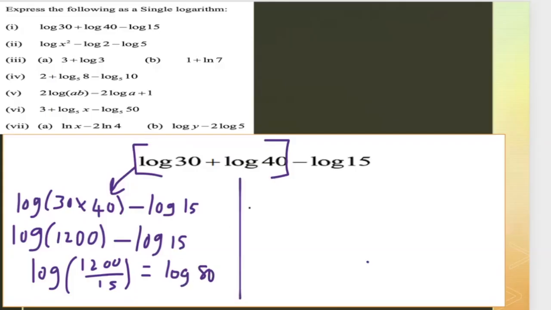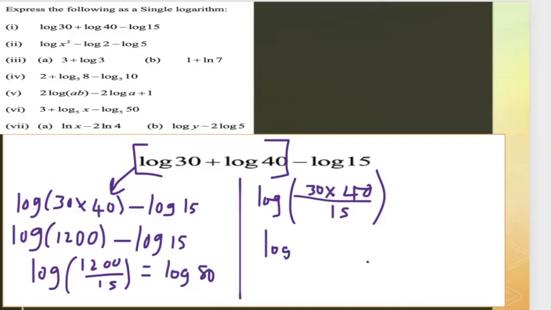Now another way that we could do it is just write the log once, and we say positive goes in the numerator, so you have 30 times 40, and the one that is minus, divide, so it goes in the denominator. And then you simplify. 30 times 40 is 1,200, so you'd have log of 1,200 divided by 15, and we will still get log 80.